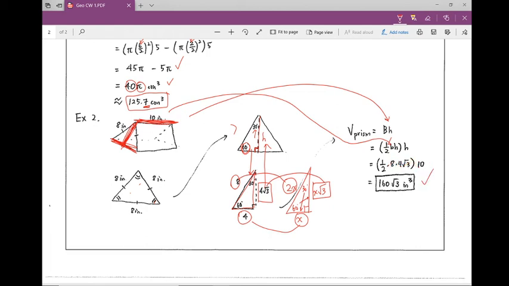Now I'm going to cross simplify here. Half of 8 is 4. 4 times 4 is 16. 16 times 10 is 160 times the square root of 3.